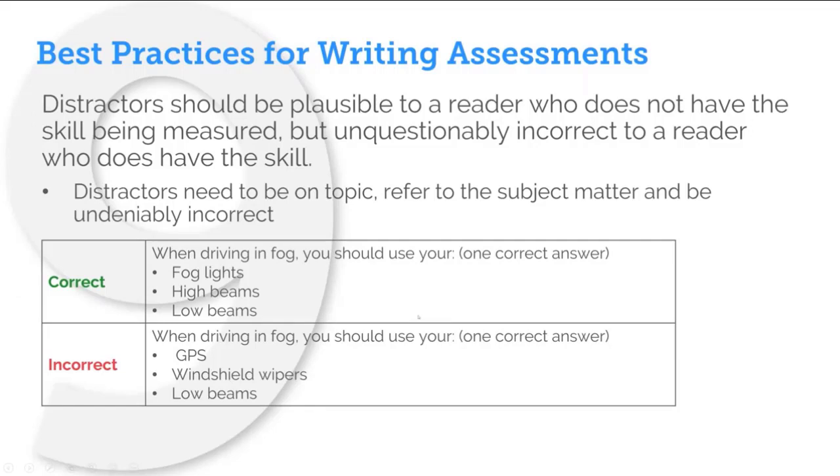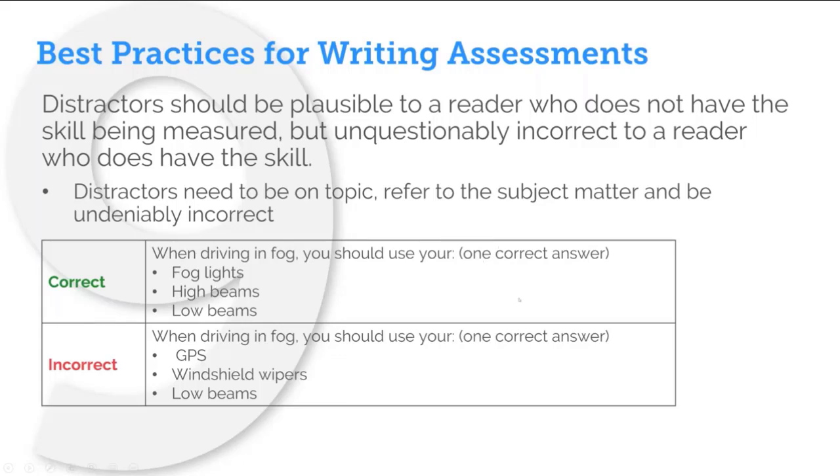Number 9, distractors, those incorrect answers, should be plausible to the reader who does not have the skill being measured, but they should be unquestionably incorrect to a reader who does have that skill. Distractors need to be on topic and refer to the subject matter at hand and be undeniably incorrect.